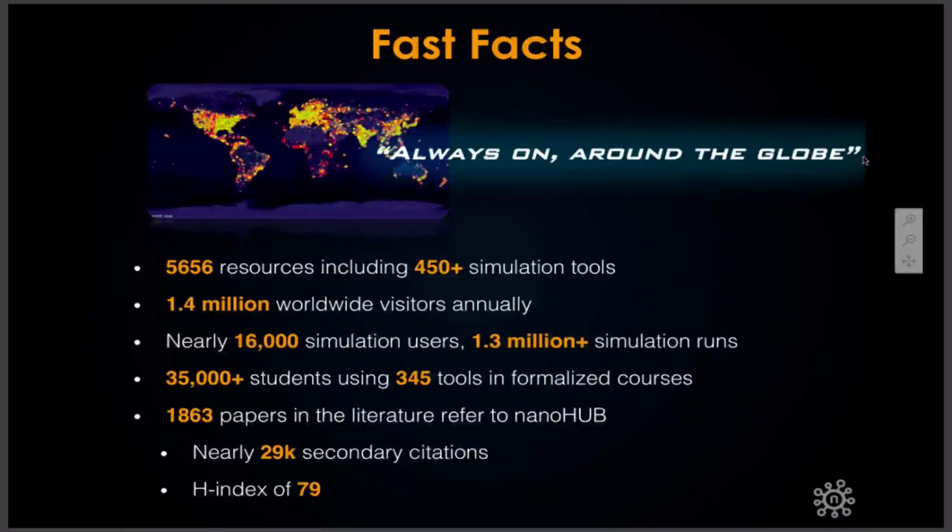So some fast facts about nanoHUB. We currently host over 5,000 resources. About a tenth of those are tools, so that kind of corresponds to our usership. 1.4 million visitors annually, about 16,000 simulation users, running over a million simulations per year. And then over 30,000 users using tools in formalized classrooms that we can track with these automated algorithms. And I mentioned the papers in the literature and the H-index.